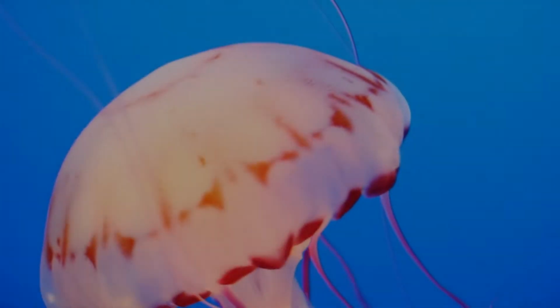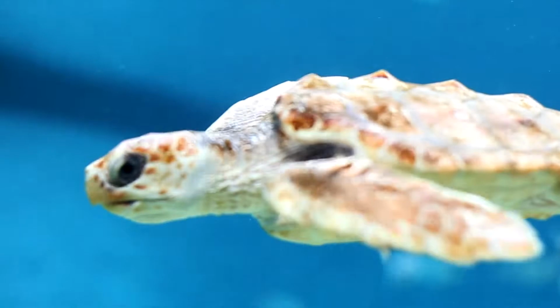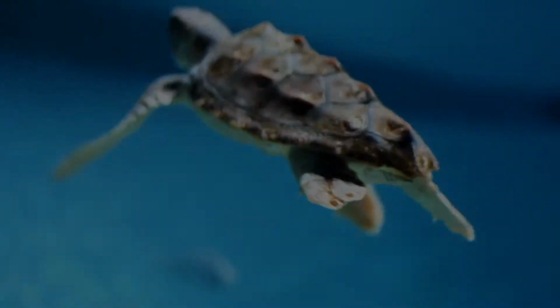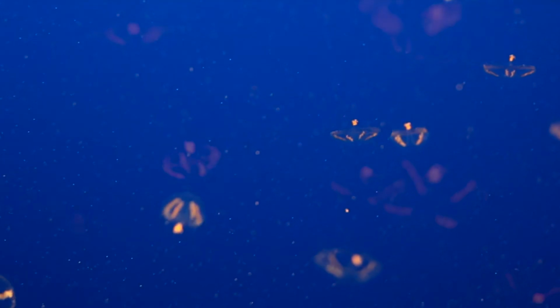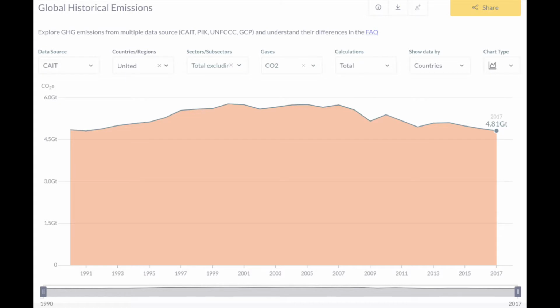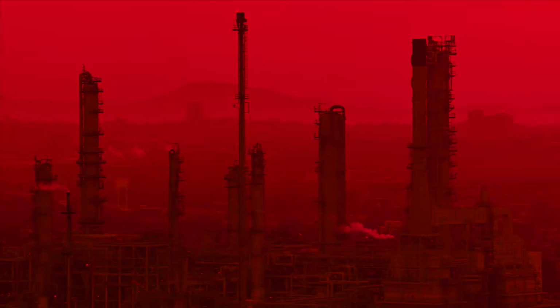The two biggest sectors contributing to greenhouse gas emissions are the transportation and electricity sectors. Combined, they represent nearly 55% of greenhouse gas emissions. If we break it down by country, China is the biggest contributor to greenhouse gases, almost double that of the United States. As you can see in this graph, while we have slowly decreased our carbon emissions, China has rapidly increased theirs as they've industrialized.